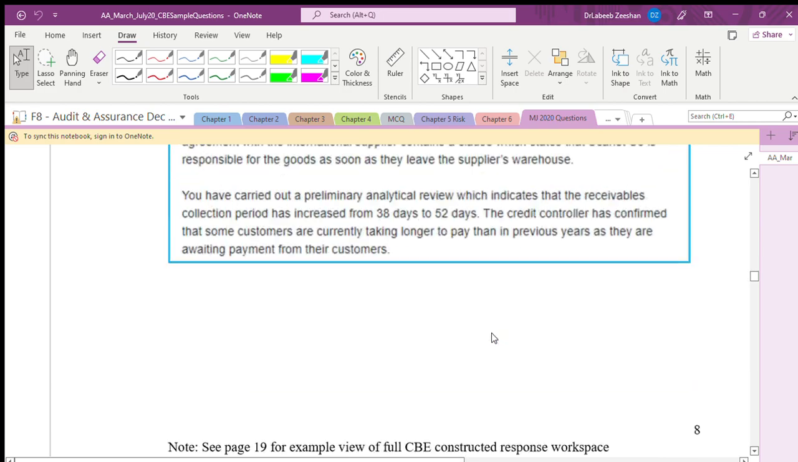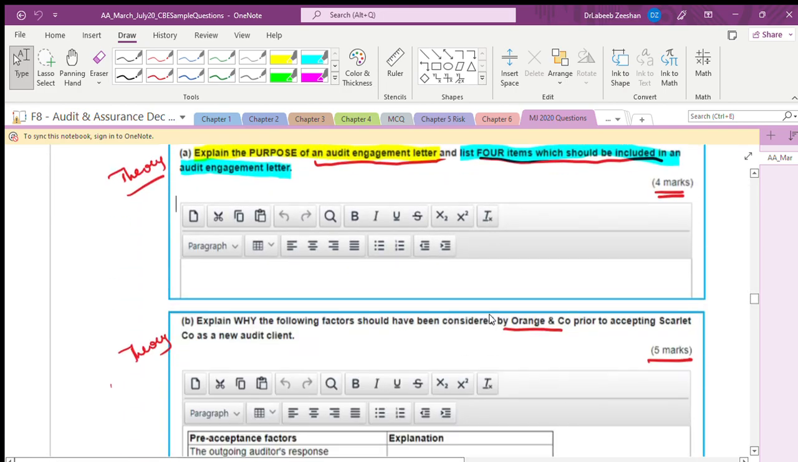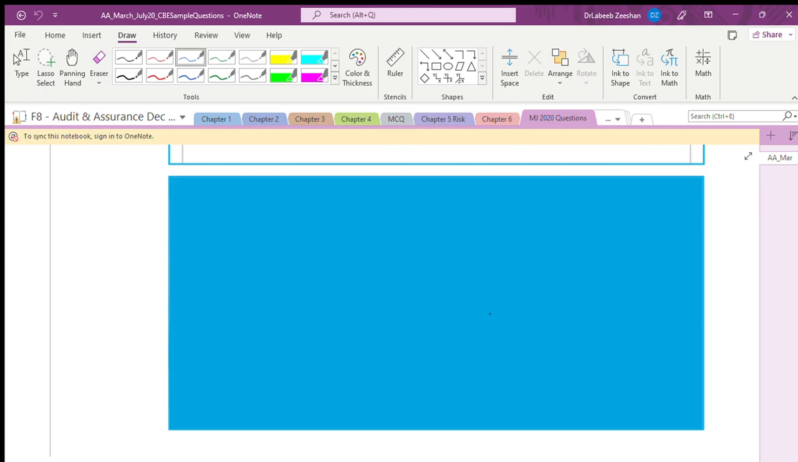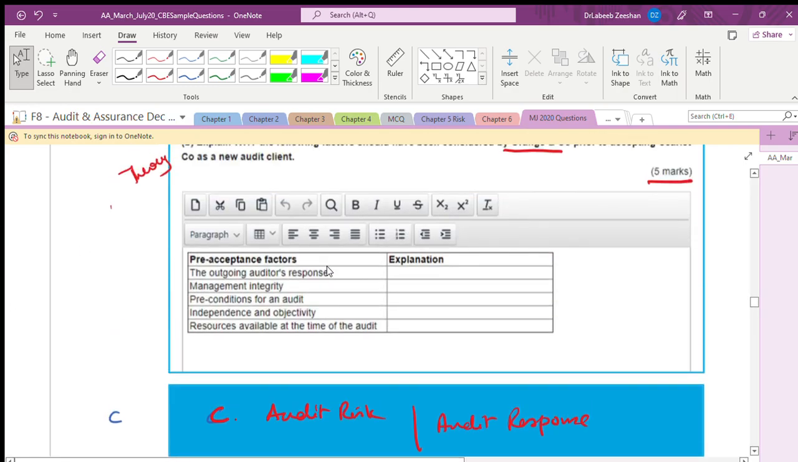Point number C. Here I will write it. What is the audit risk and what is the audit response? First, what is the audit risk? Audit risk is something about inherent risk, control risk, and what is the third one? I know, but I am expecting you to tell. Detection.